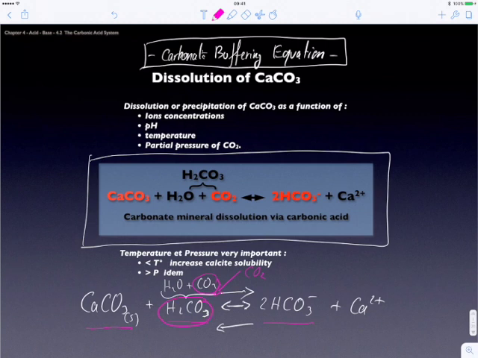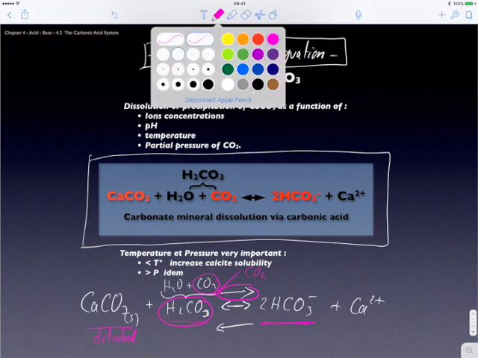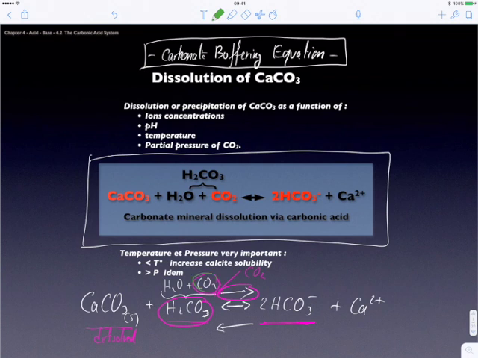And if you're increasing one side of an equation, Le Chatelier principle will move the equilibrium toward the opposite side of the equation. Meaning, if you're putting more CO2 on the reactant side, the reaction will go, from a thermodynamic point of view, toward the product side. So you will dissolve calcium carbonate and produce bicarbonate.